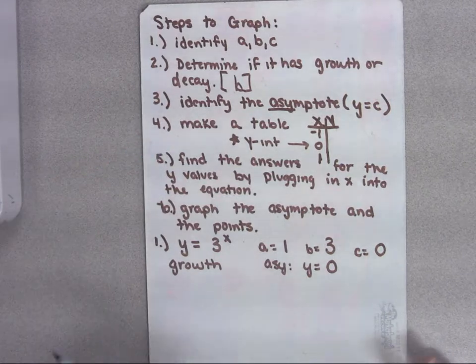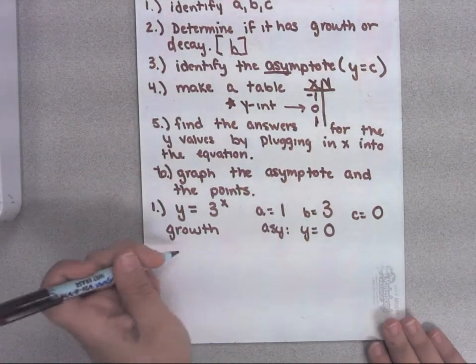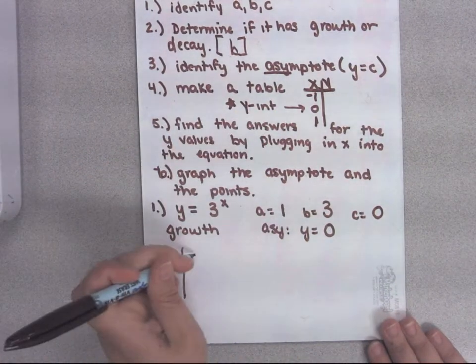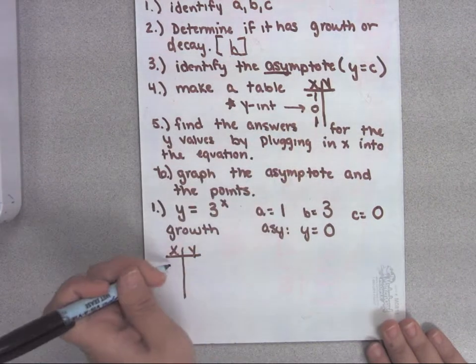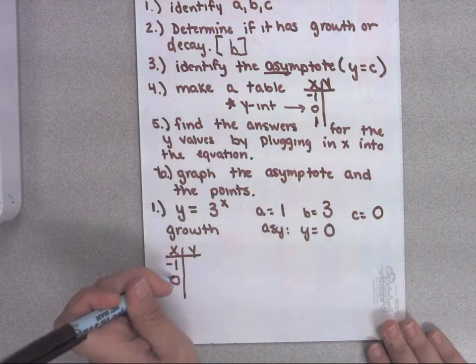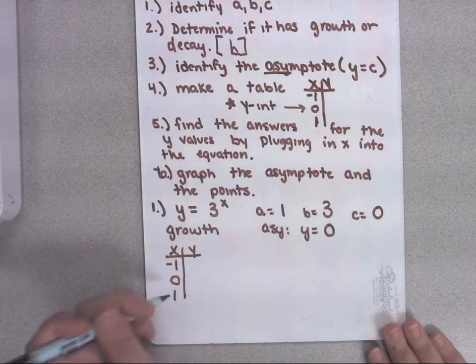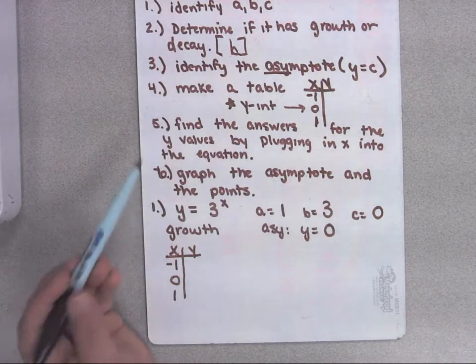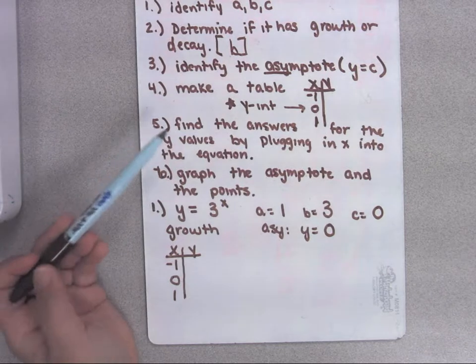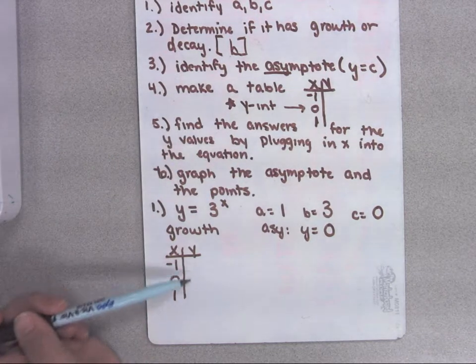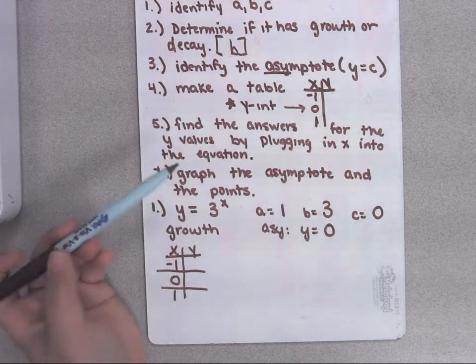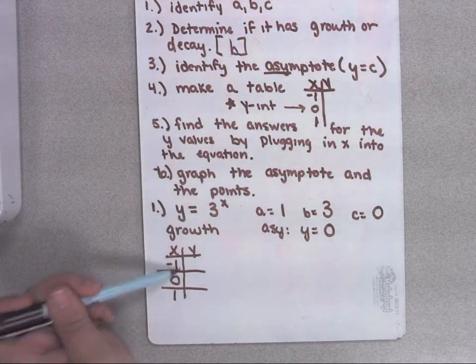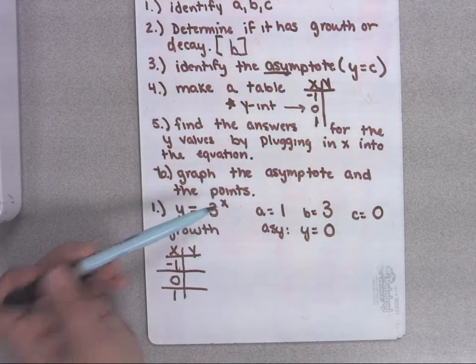Number 4, let's make a table. Exactly like that. Okay. Make a table on the side. X, Y. Always pick the same numbers. -1, 0, and 1. Okay, step 4 is done. Step 5, find the answers for the y values here. These are all separate x's, separate y values, by taking our x value and plugging it into the equation.